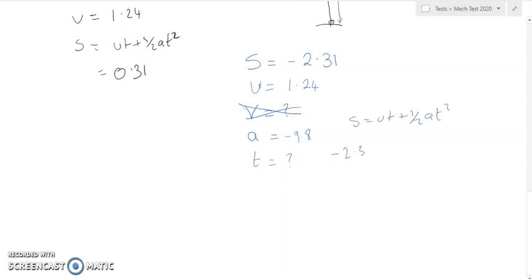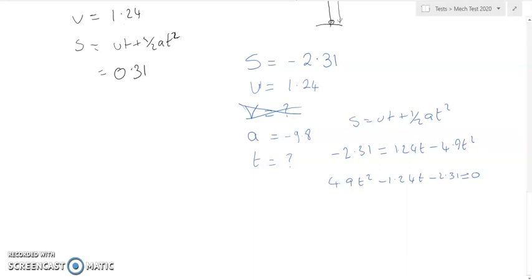So s is minus 2.31, and that's equal to 1.24t minus 4.9t squared. So this is a quadratic: 4.9t squared minus 1.24t minus 2.31, and that's equal to 0. And let's put all that into our quadratic formula. It doesn't look like it's going to factorise, so we're going to use the quadratic formula here, or we can use our calculators to solve this.